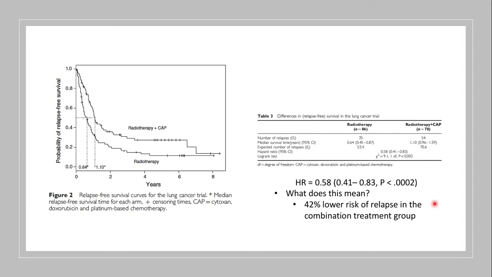Well, you can say, if you take 1 minus 0.58, you get 0.42 or 42%. So there was a 42% lower risk of relapse in the combination treatment group. That's how you can determine the magnitude of an effect with the hazard ratio. If this was 1.58, you would simply subtract 1 from 1.58, and you could get the same thing.